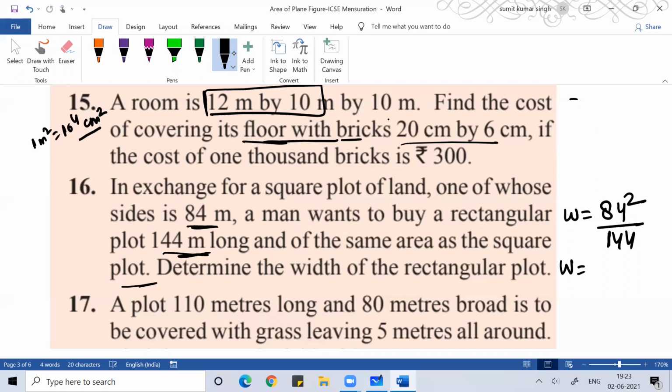So 49 meter. 49 you multiplied it. 7 sevens are 49. Very good.